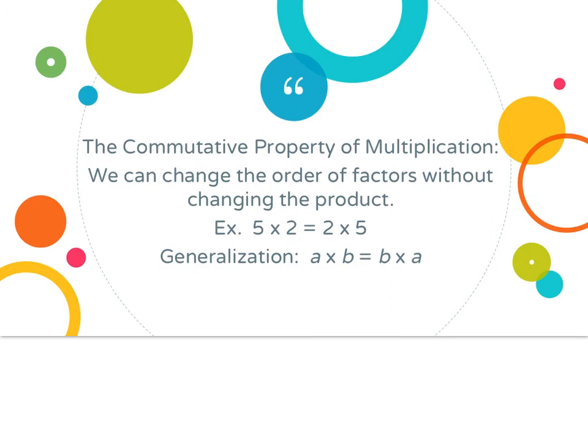The commutative property also works for multiplication. It says the same thing, except now we're talking about factors instead of addends, and it's the product that doesn't change. Here's an example. 5 times 2 is equal to 2 times 5. We've flipped the order of the factors, but both of those expressions would still give us the answer of 10. So we can come up with the generalization, A times B is equal to B times A.